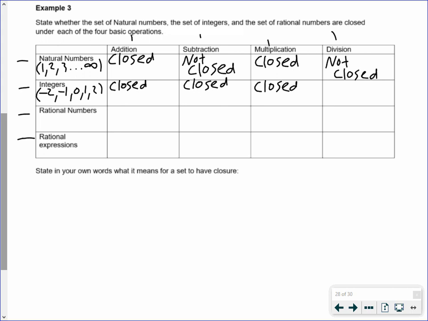For division, it's not going to be closed under division, and that's because it runs into the same problem the set of natural numbers does when it comes to division. I can get fractions, and fractions are not part of the integers.